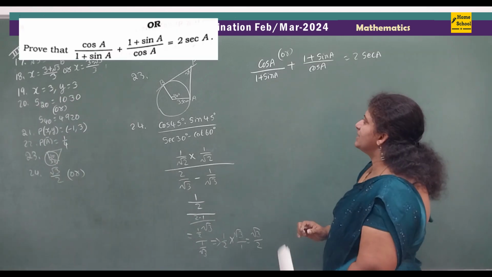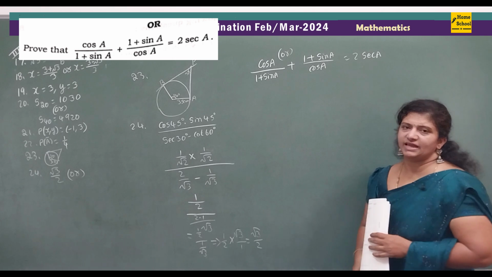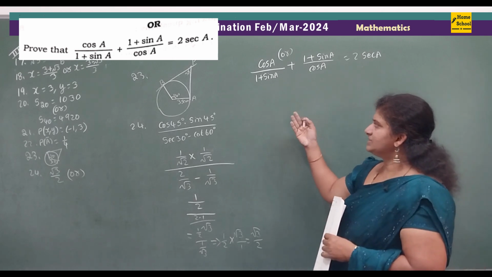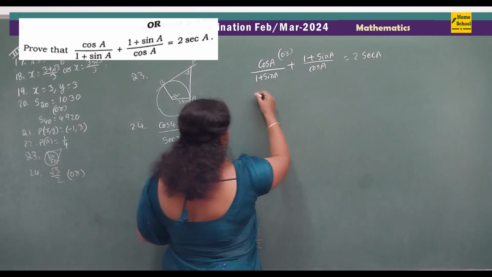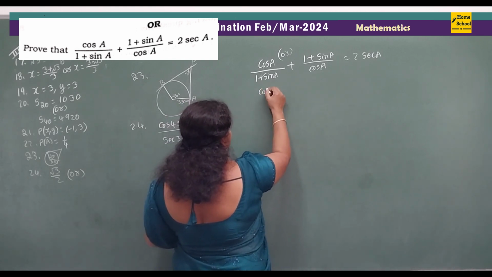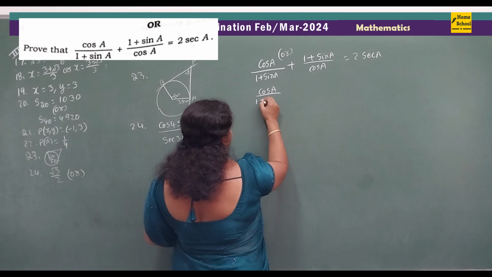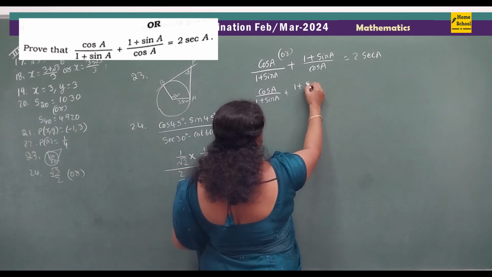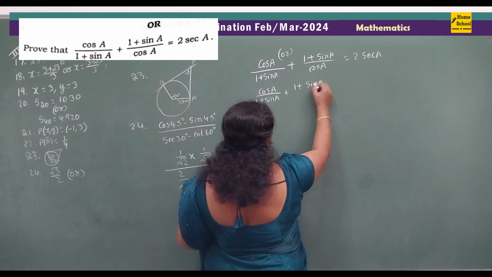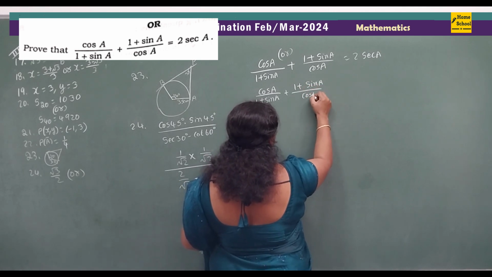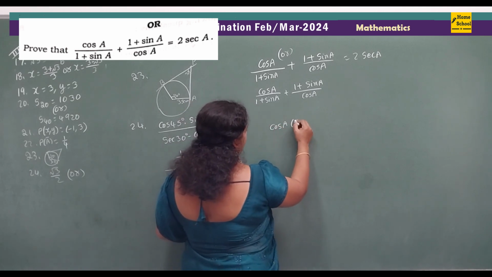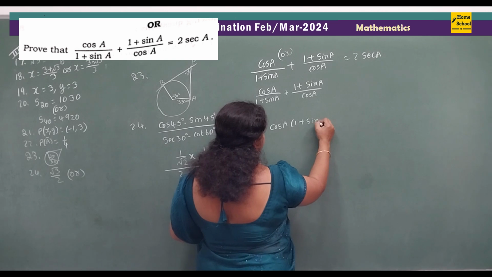Prove that cos A by 1 plus sin A plus 1 plus sin A by cos A is equal to 2 secant A. So first consider LHS. Consider LHS part, that is cos A by 1 plus sin A plus 1 plus sin A by cos A. It is a direct textbook question, this one. Now do LCM. Cos A into 1 plus sin A.